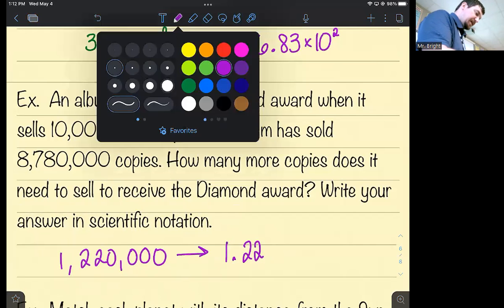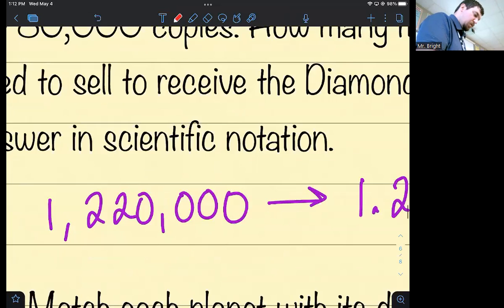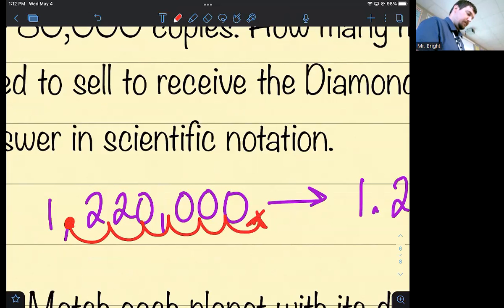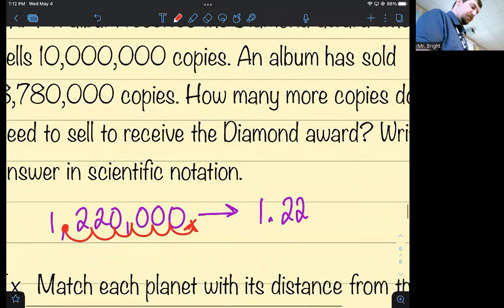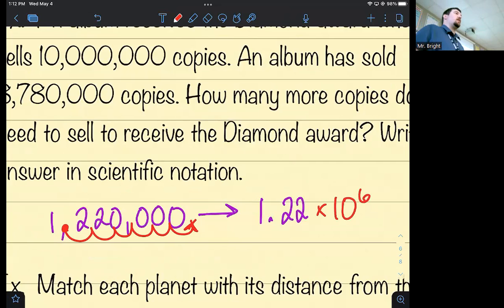And then if I put my decimal point after the 1, Lucy, would I have to move it to the right or to the left to get it back to its original location? Yep, because it's just over there at the end. And how many times would I have to move it? That's right. So 1.22 times 10 to the 6th. Remember, commas aren't numbers. So don't count twice when you go around a comma.